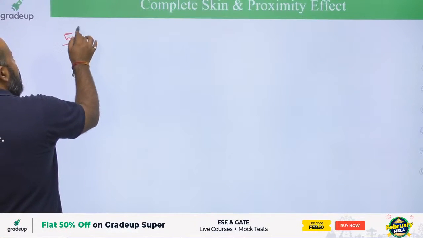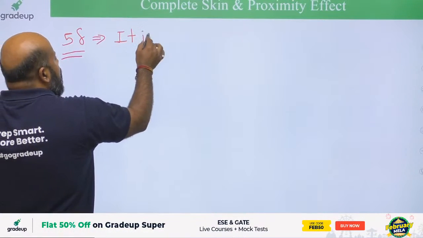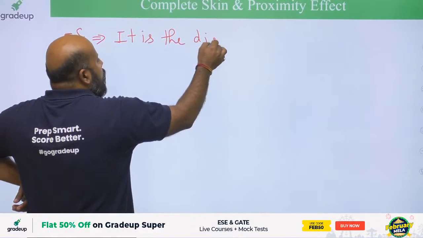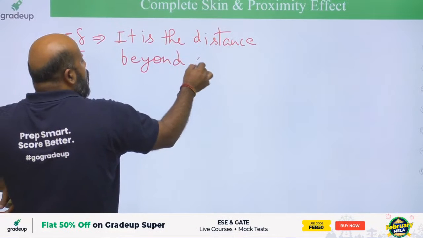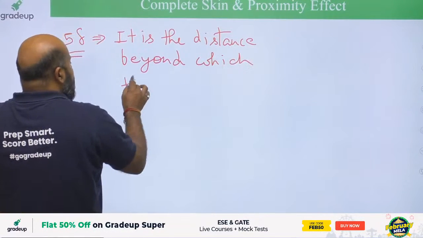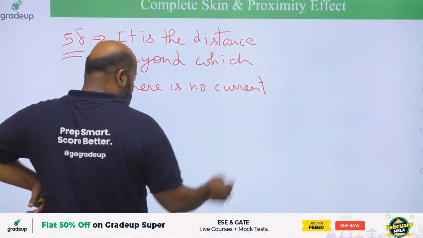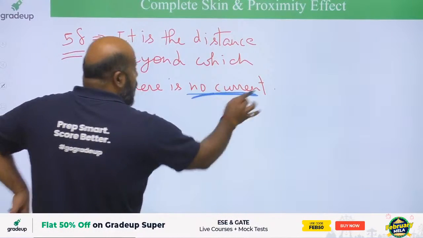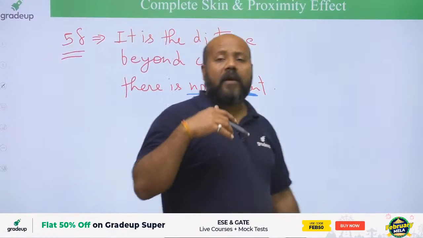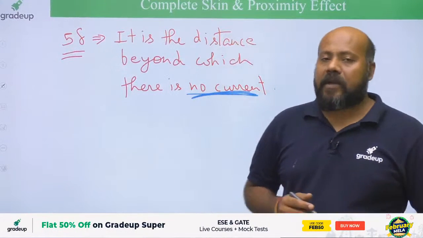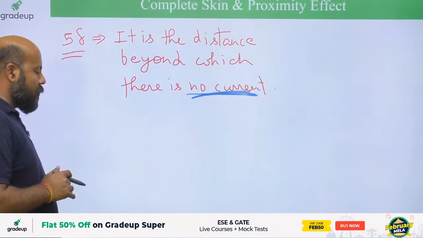What is this 5 del distance, my friend? This 5 del distance we are saying is the distance over which, or you can say beyond which, there is no current. You can underline this. This is how you can differentiate between the skin depth and the 5 del distance: it is the distance beyond which there is no current.